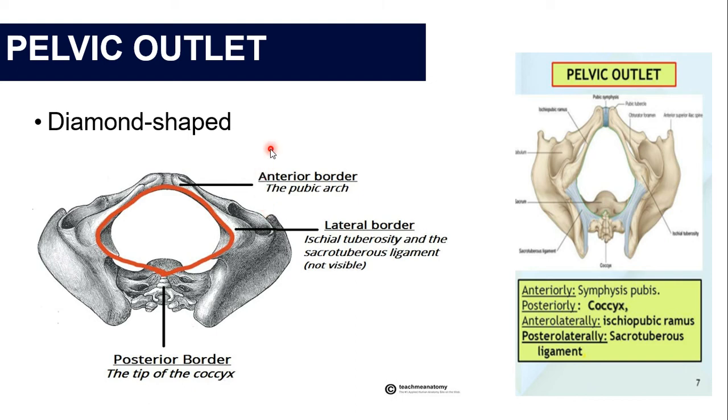So our boundaries for the pelvic outlet include the anterior border, which is the pubic arch right here. Take note, this is the anterior and this is the posterior. This is actually an inferior view of our pelvis. Next, we have the lateral border, which includes your ischial tuberosity here and the sacrotuberous ligament, which is not visible in this image. And we have here your posterior border, which is the tip of our coccyx. So this is our pelvic outlet.